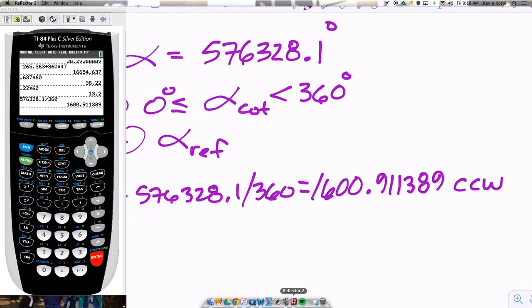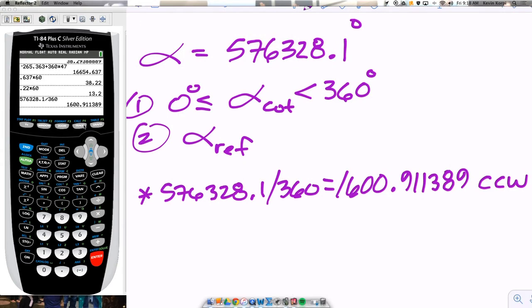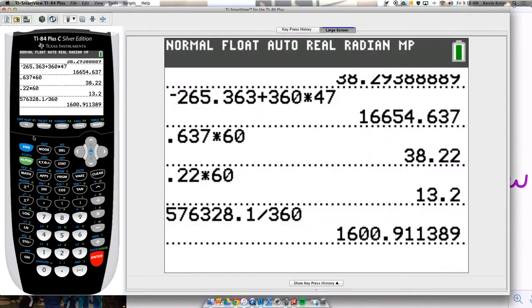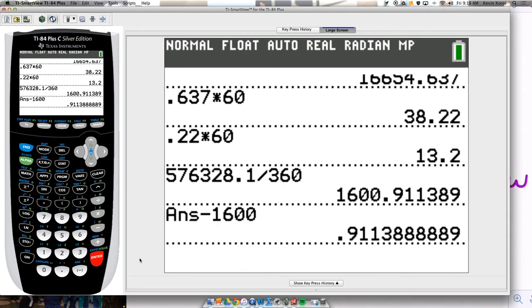We don't care about those full rotations. Now, here's the part that you don't want to mess up on. You don't want to just then go to the next line. We're interested in the decimal part. You don't want to type in 0.911389, because this is not a terminating decimal necessarily. Your calculator is storing numbers probably beyond this last 9. It's just not showing them. So what you do is you subtract the full rotations, or add them back if it were negative. And now watch, more decimals appear, don't they? So it was storing them.